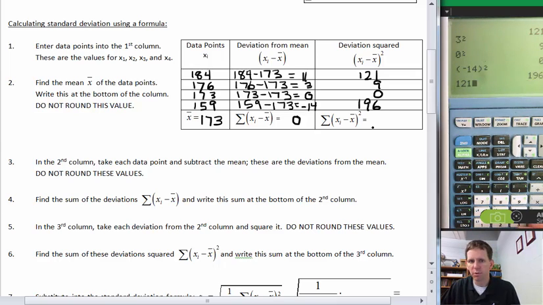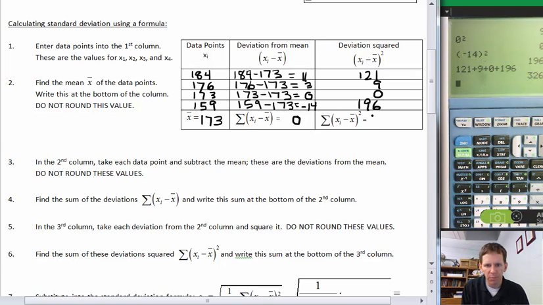And in this case, when you add these numbers together, the answer you get is 326, which we will put here. This is the sum. In step 6, if you had decimal numbers here, again, we would not want to round this.